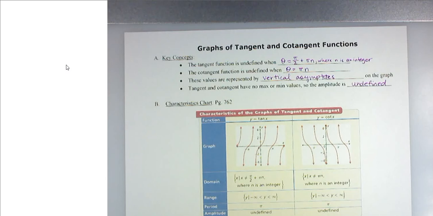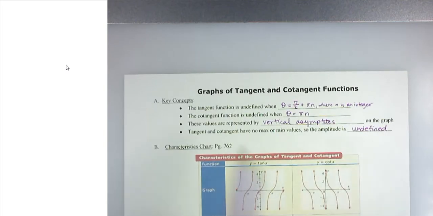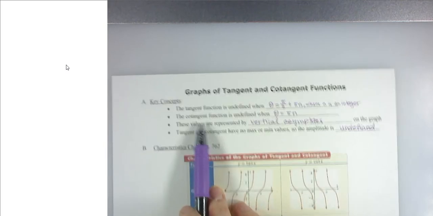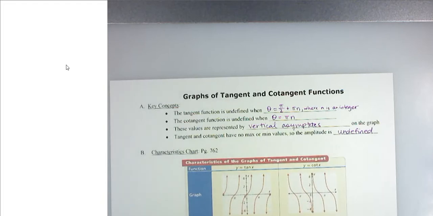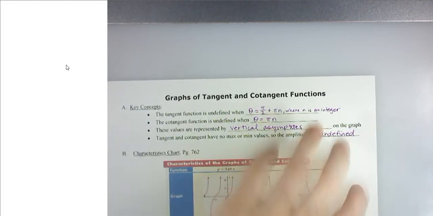Okay, here for the last part we're going to go over the graphs of tangent and cotangent functions. The tangent and cotangent functions each have a place where they are undefined. For tangent, it is at pi over 2 plus pi n, and for cotangent it is at pi n. So think about where that is.